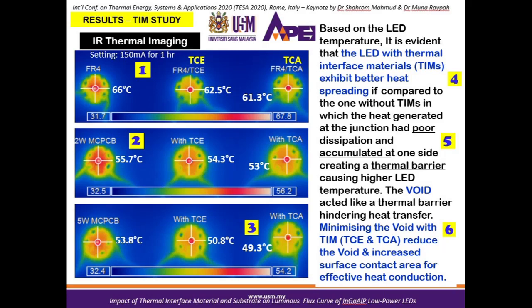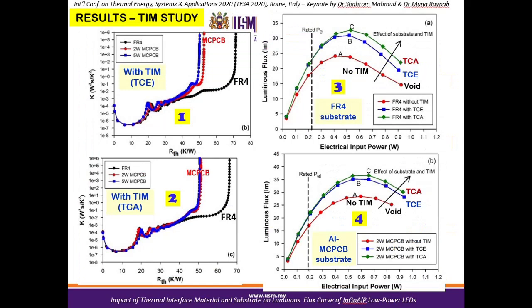Comparing the two types of TIM material, epoxy TCE versus adhesive TCA, the adhesive TCA performs slightly better than the epoxy TCE since it has better surface adherence that produces more surface contact area for higher and more effective heat conduction. These are the thermal resistance and luminous flux results from the TerraLab system.